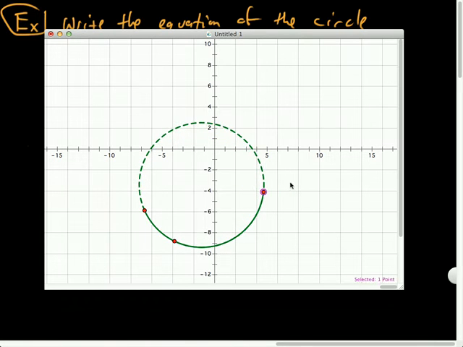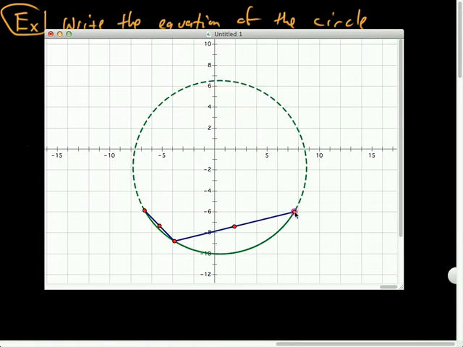Actually, now you know what I'm super tempted to do? I'm going to do it. Watch this. If I drew these two chords, this is actually a way to construct circles, and I found the midpoints of those two chords. Chords are C-H-O-R-D-S, chords, the midpoints. And I'm going to construct perpendicular bisectors. Yeah, that's right.